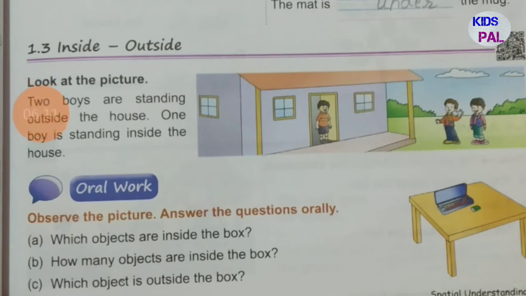In maths lesson number 1, special understanding, the third topic is inside, outside. What do you mean by inside? Inside means in the house. Here a house is there. This boy is inside it, means in. Inside means in, outside means out. Out of the house, out of the box, out of anything which is covered.